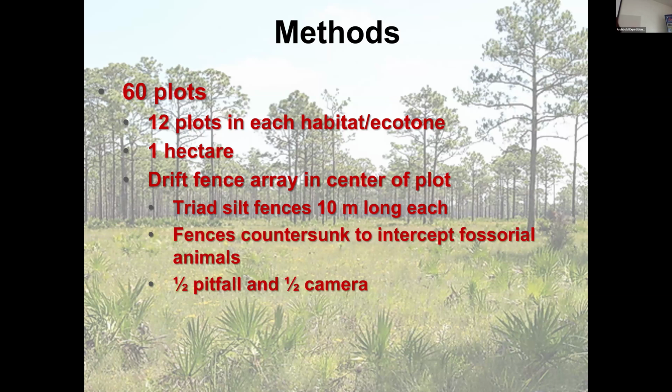The fences are countersunk 15 centimeters, so the idea is that an animal will be going along either above ground or underground, run into the fence, and the natural behavior of most animals is then to turn and follow the fence to the end. That works for both species that are fossorial and also those that are on the surface. The traps are divided into 2 different types, half and half. Some of them have pitfalls, so buckets, and the other ones have cameras.